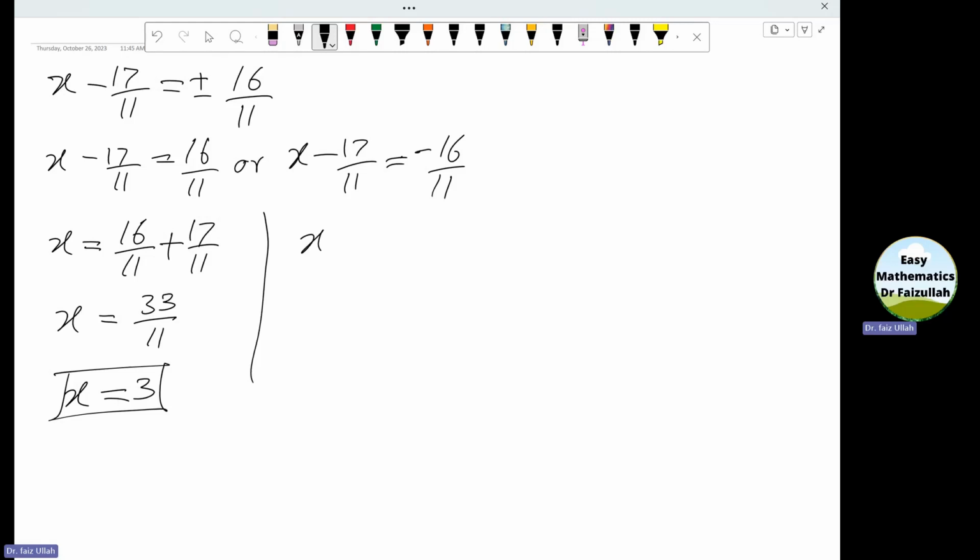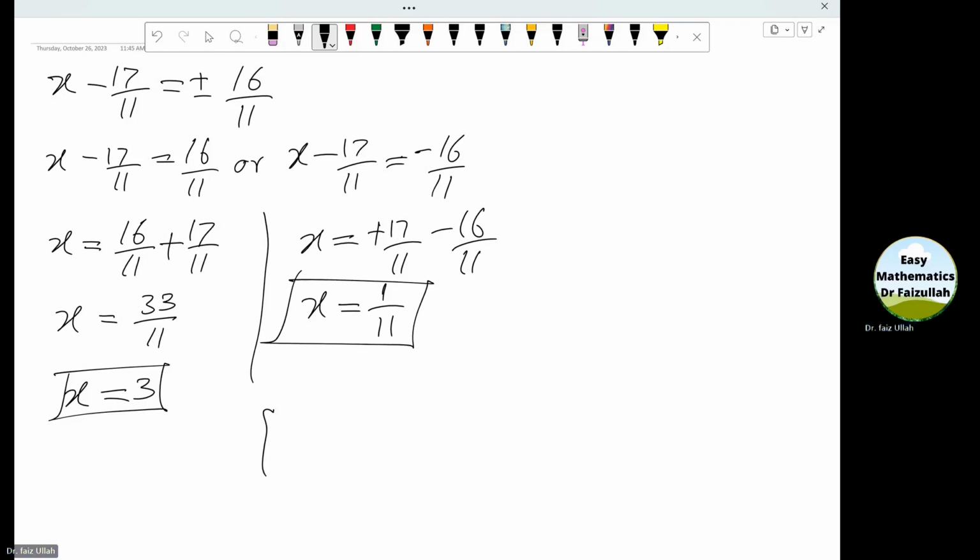Now look at the other equation. To solve this equation, we have x is equal to plus 17 divided by 11 minus 16 divided by 11. If we simplify this, we have 1 over 11, and that is the second solution of that equation. So the solution is 3 comma 1 over 11, and that's all.